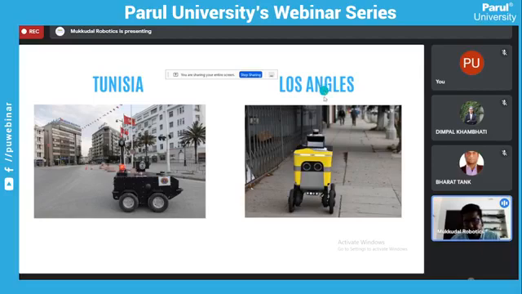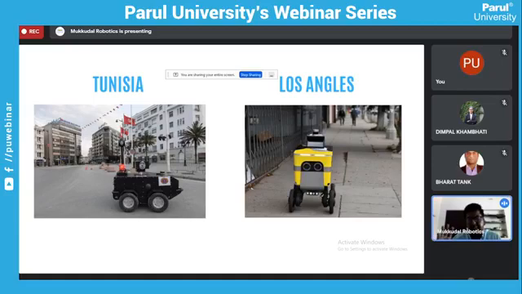And the second one, in Los Angeles, public roaming robots play a vital role in food delivery, or carrying different materials, like emergency materials, medicines, and so on. To reach out, these public roaming robots are used. So these are the five categories where robots play a part in the COVID-19 situation.